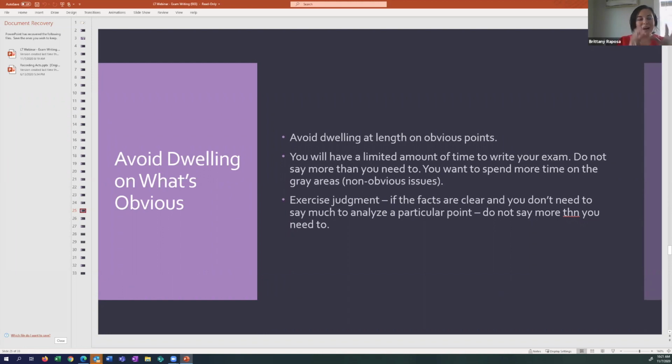Because then you've got that point. Now let's not spend a lot of time getting other points. So you have to use your judgment and exercise your judgment. But you really know if you have to talk a lot about something if it's a gray area. It's not black and white, it's muddled. You can see both sides of an argument. That is where you want to spend your time, not on the clear, more obvious issues.